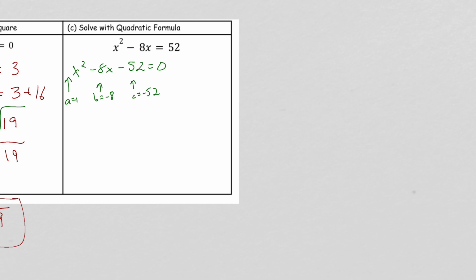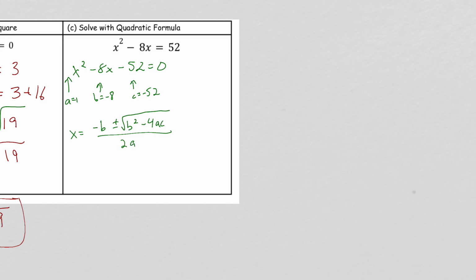I'll write out the quadratic formula. Quadratic formula is x equals minus b plus or minus the square root of b squared minus 4ac, all over 2a.